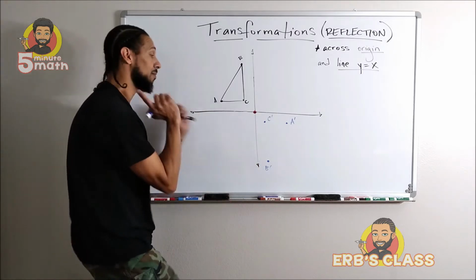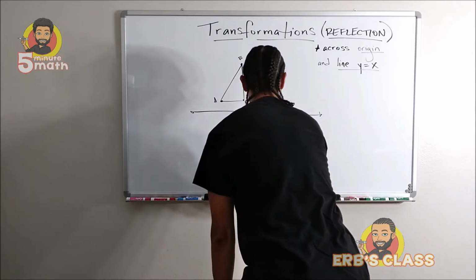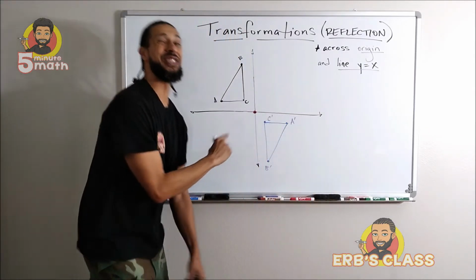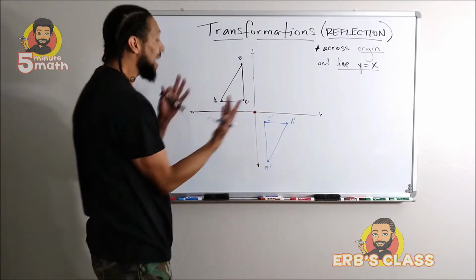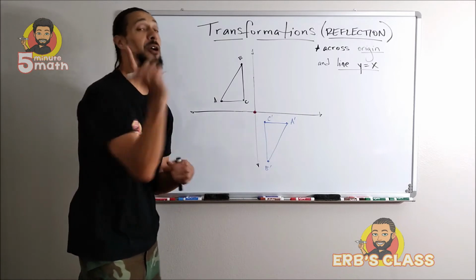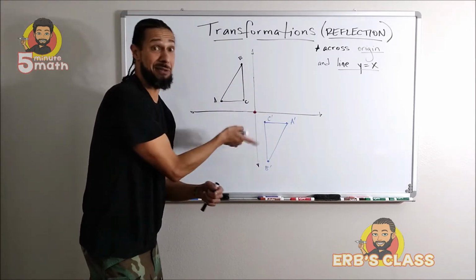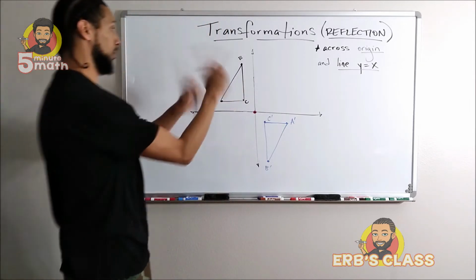Now just connect the dots. Good. I have reflected this across the origin, and now this is done. You'll learn in rotations, this is the same as rotating 180 degrees, either way, but we'll get to that later. Let's talk about this other type of reflection.